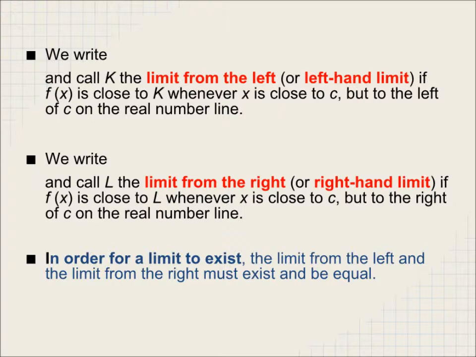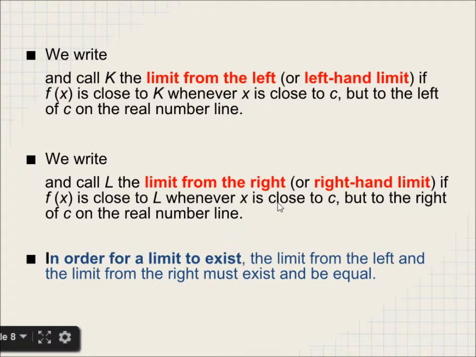We write and call k the limit from the left, or left-hand limit, if f(x) is close to k wherever x is close to c but to the left of c on the real number line. And we write and call L the limit from the right, or right-hand limit, if f(x) is close to L whenever x is close to c but to the right of c on the number line.